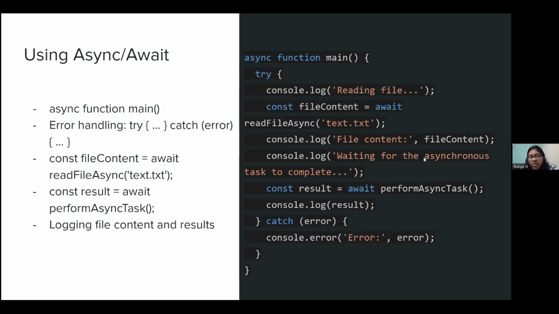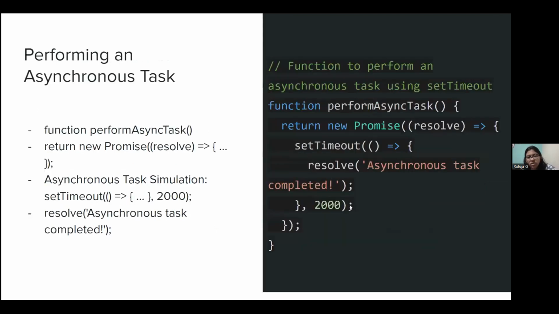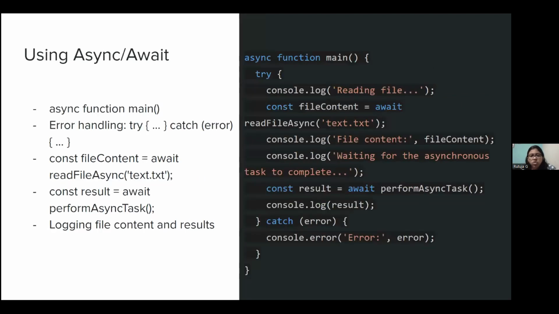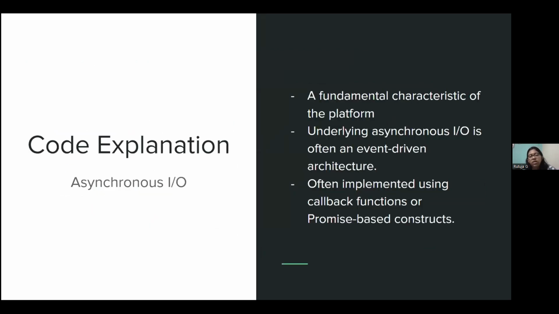And here we are waiting for the asynchronous task to complete. So here is where we call the performAsync function, where we use the setTimeout method. If this all goes right, then we will log that asynchronous task is completed. And again, this is put under a try and catch block, to handle errors. If it goes wrong anywhere here, then we will log the error and we'll see where it has gone wrong. So yeah, that was the code.